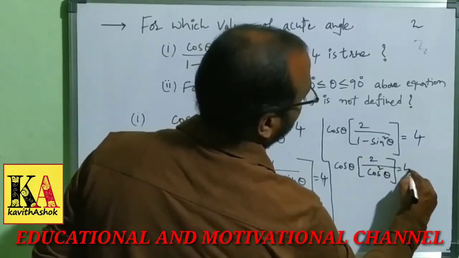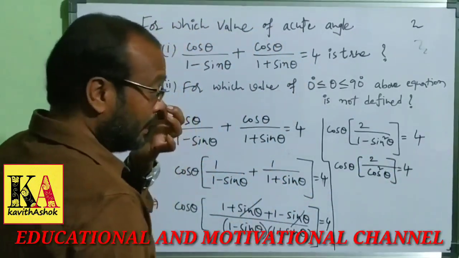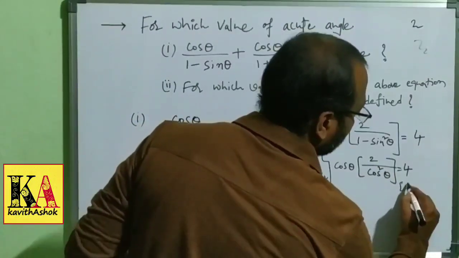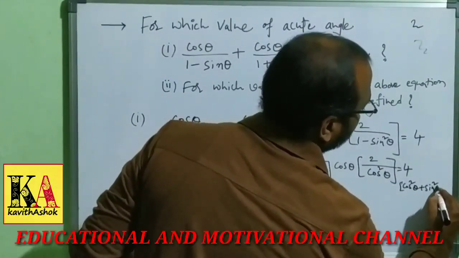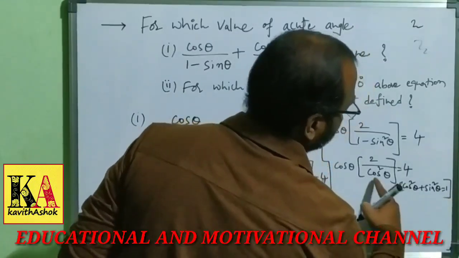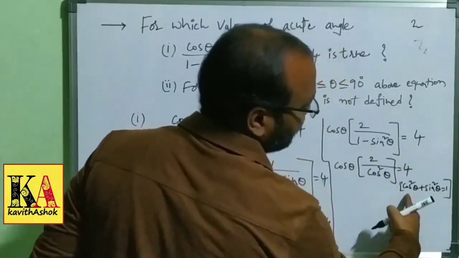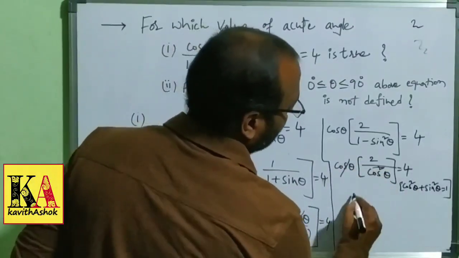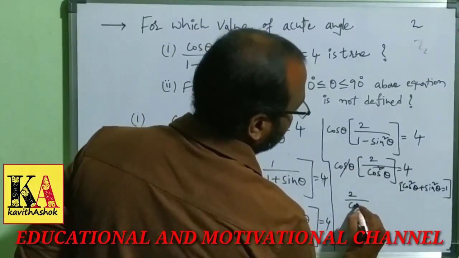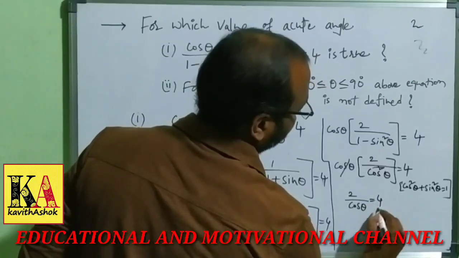becomes cos square theta by our trigonometric identity. What is our formula? Cos square theta plus sin square theta is equal to 1. Since here 1 minus sin square theta is there, we get cos square theta. One cos theta gets cancelled. So 2 by cos theta is equal to 4.